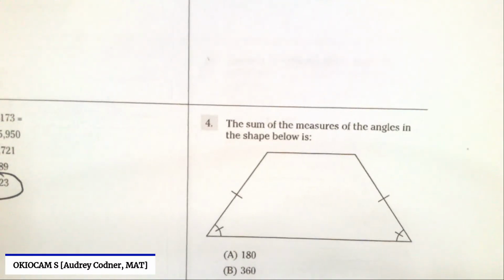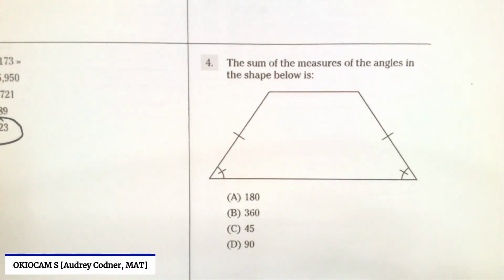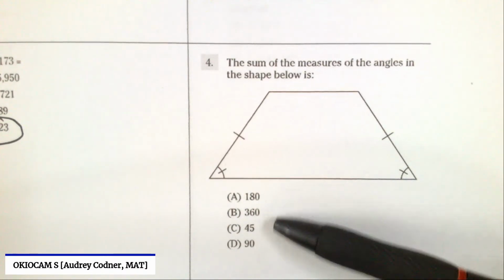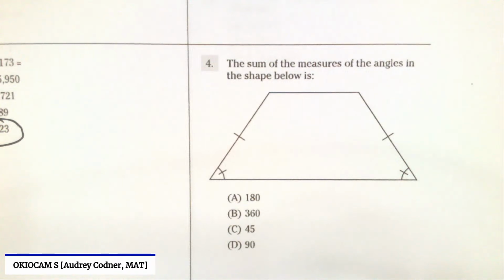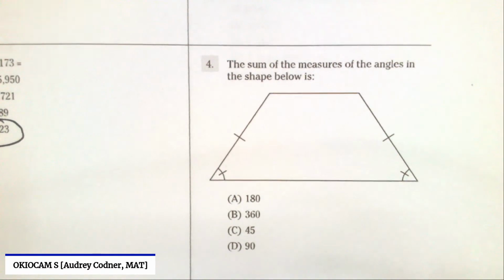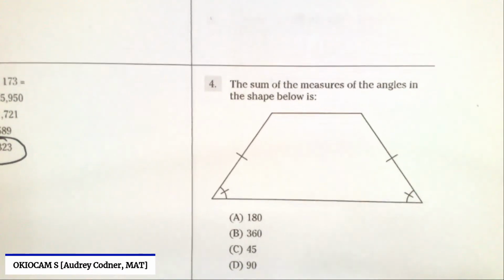All right. So for the next one, we say the sum of the measures of the angles in the shape below is it 180, 360, 45, or 90? All right, so we have a geometry question. So they're taking a little bit from algebra, a little bit from geometry, some data analysis and statistics, and putting it all together to give you this ASVAB and GED, baby.